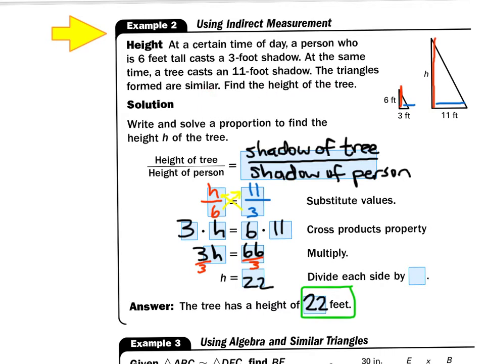So notice what they did, and I used my red, so I made the height of the person matched with the height of the tree in red, and the shadow of the person in blue, and the shadow of the tree in blue.